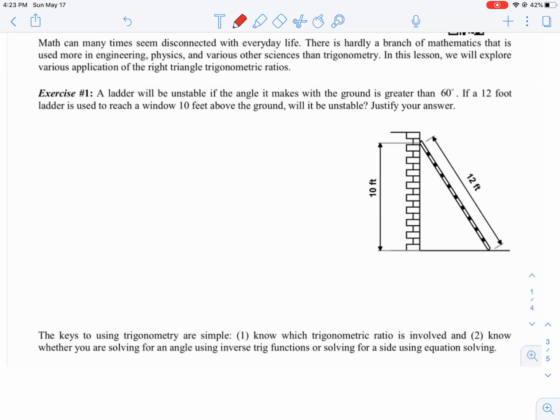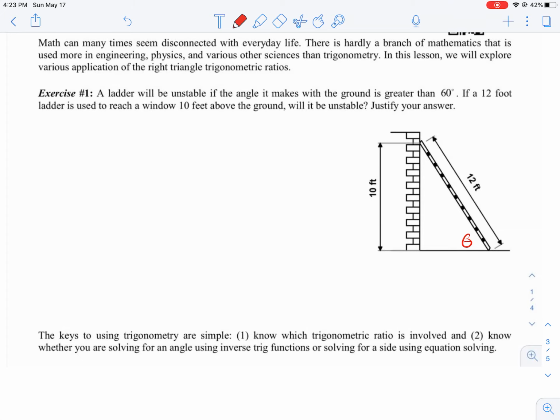Okay? So what we're looking for is we need to find what that angle measure is. And if it's greater than 60, that means our ladder will be too unstable. All right, so we're just trying to make sure that our ladder is safe to put up on the wall like this. Now again, like I said, people aren't walking around thinking about degree measure, okay? It's a goofy problem, but it's cool that it can be solved using trigonometric ratios.